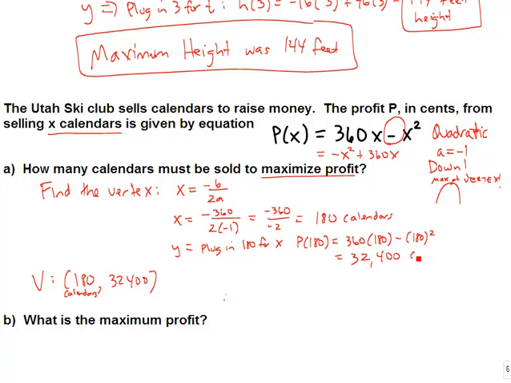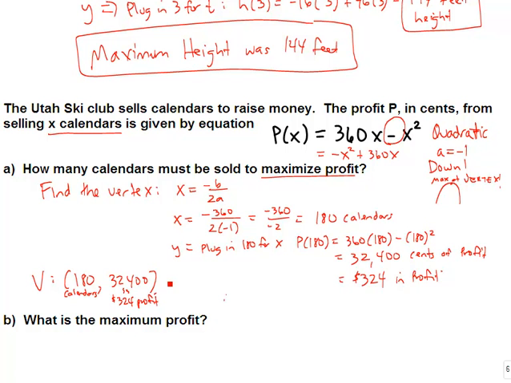So this is actually 32,400 cents of profit. You probably wouldn't talk about 32,400 cents. You'd probably change that to dollars. So what is 32,400 cents the same as? Just divide by 100 and you lose those 2 zeros on the end. This is the same as $324 in profit. So this is the same as $324 profit.